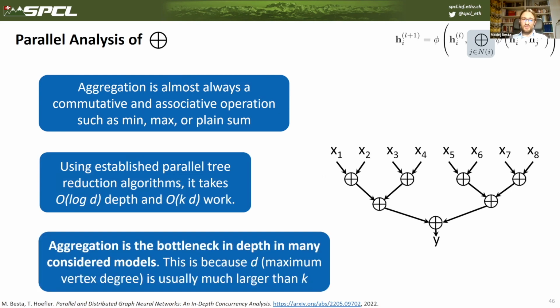So that also means that aggregation may actually be a bigger bottleneck in depth in many of these models than, for example, the psi function, because our maximum degree in the graph, at least in the current workloads that we can see, is usually bigger than the number of features, right? So this log d in the depth of the aggregation may actually in practice be bigger than the log k that we see in the depth of the execution of the psi function.